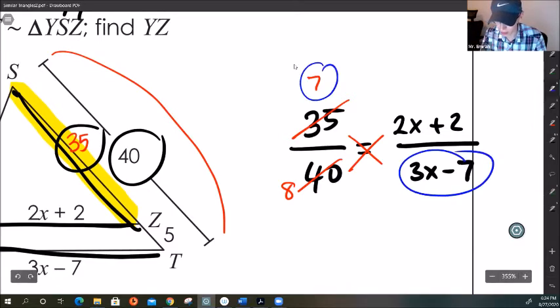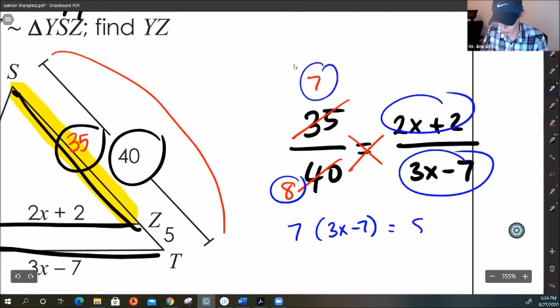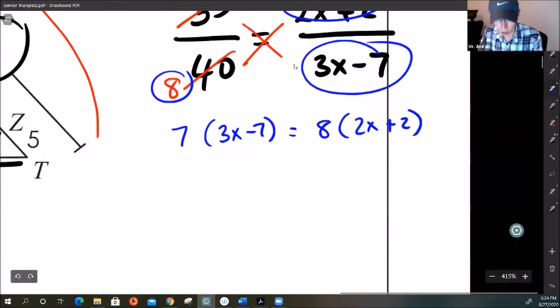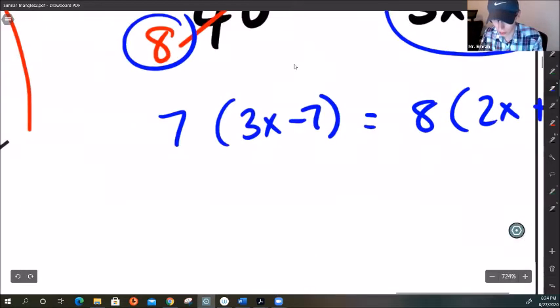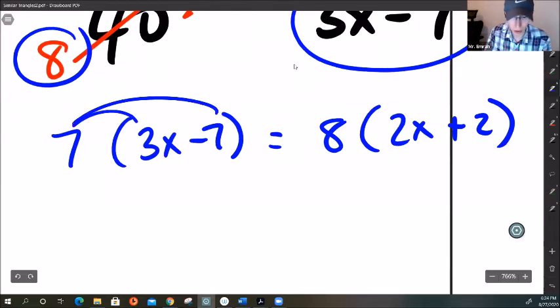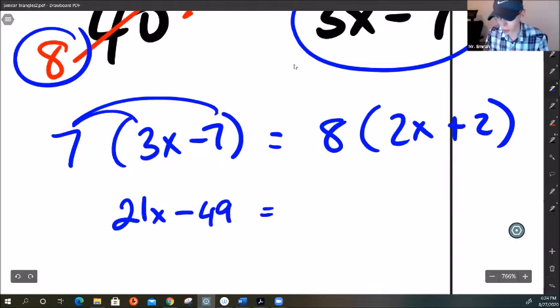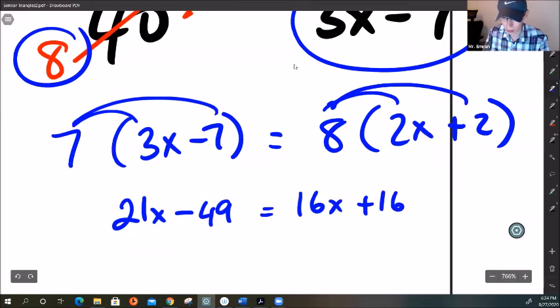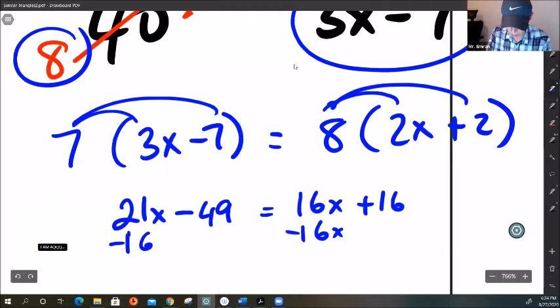7 times 3x minus 7 is equal to 8 times 2x plus 2. When I solve these, I need to distribute, right? I have to multiply both terms by 7 here. 7 times 3x is 21x. 7 times 7 is 49, so it's a minus 49. 8 times 2x is 16x. 8 times 2 is 16. Take away 16x from both sides. You need to have the variable only on one side.